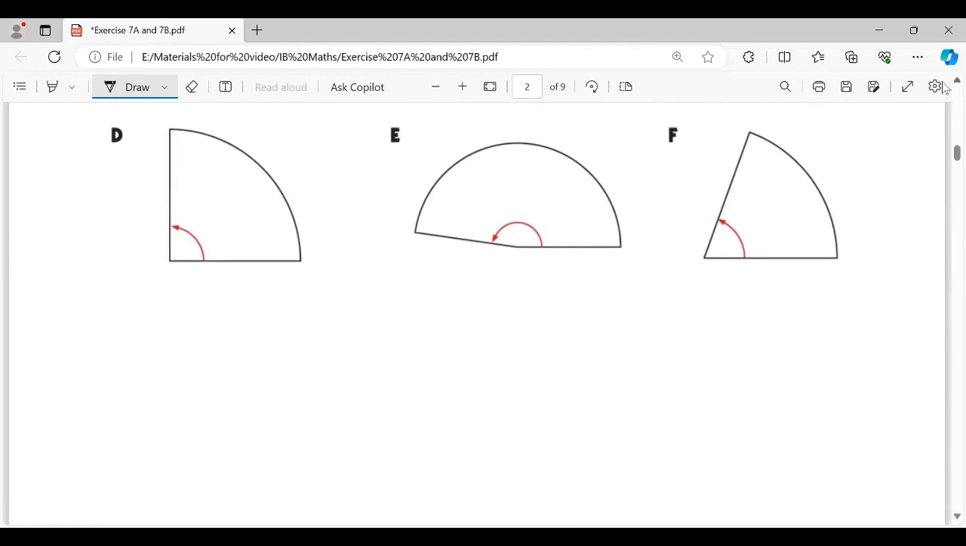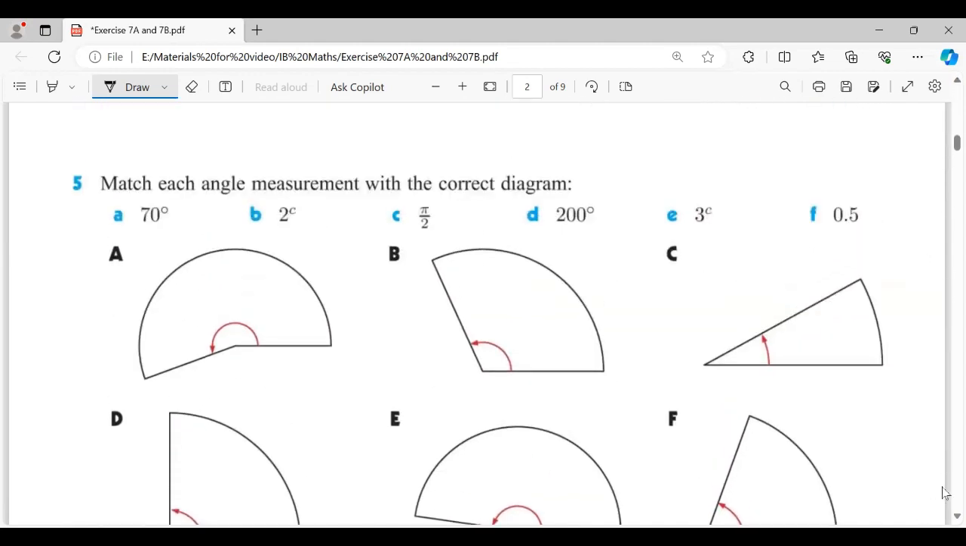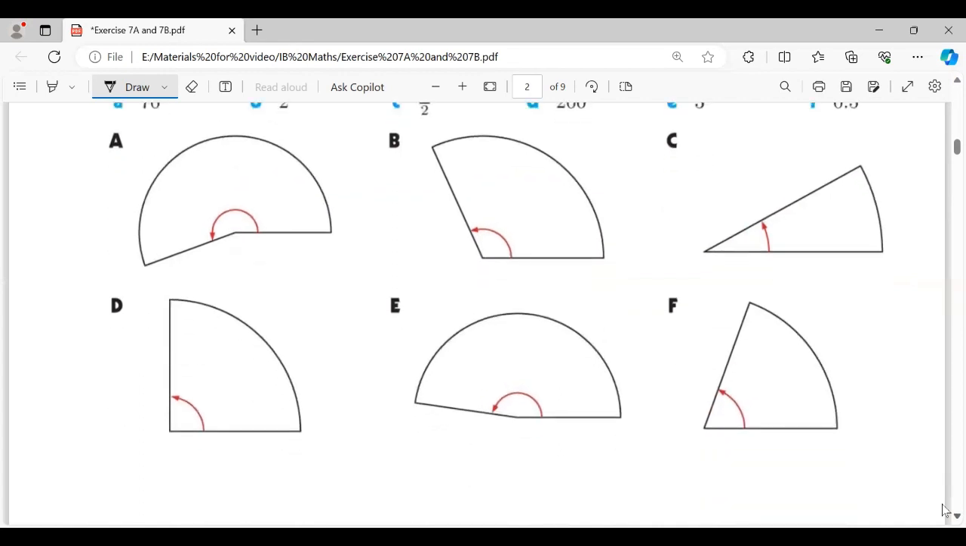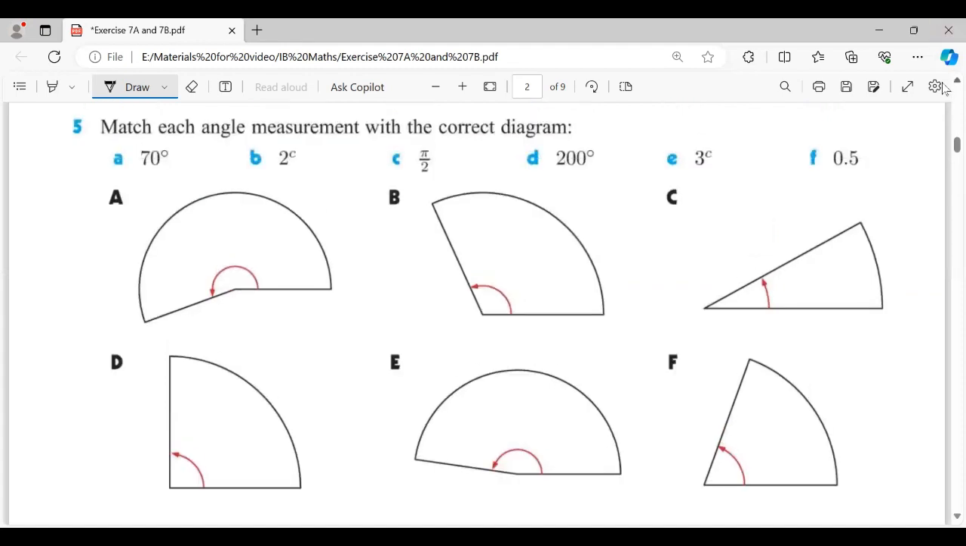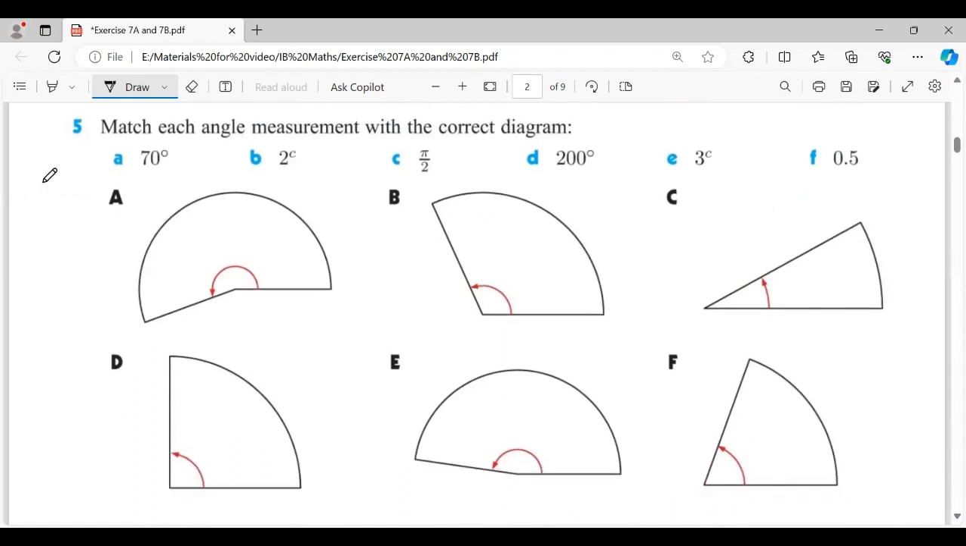If you measure with a protractor which sector, of course 70 degrees is F. Yeah, so this is F, 70 degrees, with a protractor.